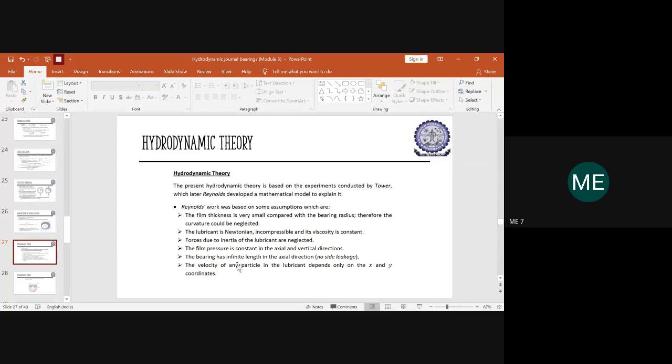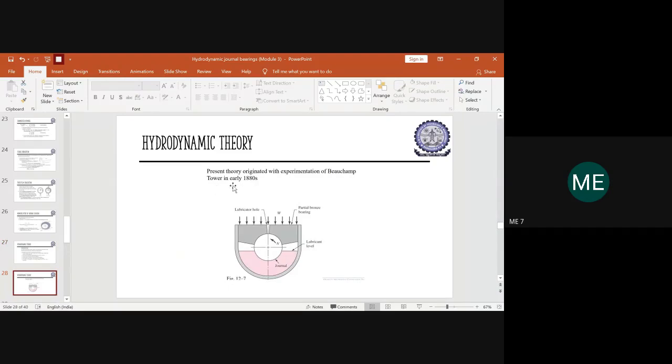And lastly, the velocity of any particle in the given lubricant depends only on the x and y coordinates. So this was the last assumption Reynolds followed. These were the set of assumptions Reynolds followed to justify the experimental work done by Mr. Tower, to give his equation for the hydrodynamic theory concept. How exactly we have to analyze it, we will do in the next class. I hope the concepts are clear. If you understand the concept, you can derive the equation on your own.